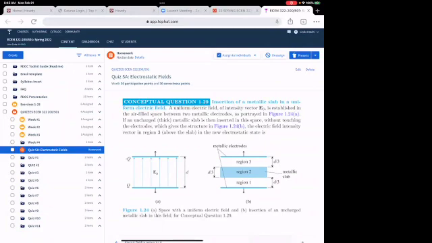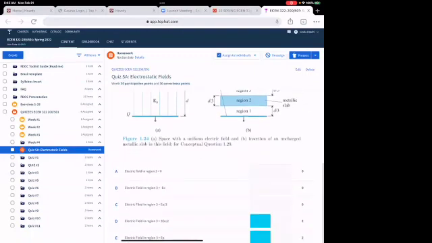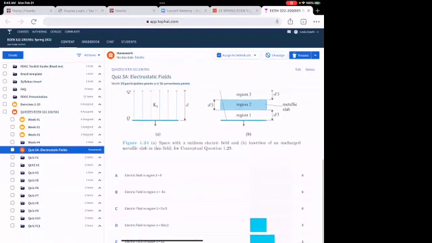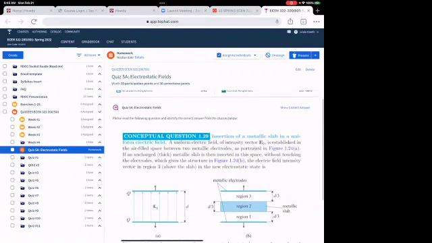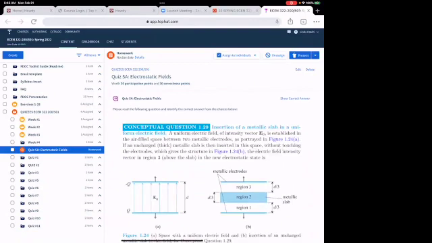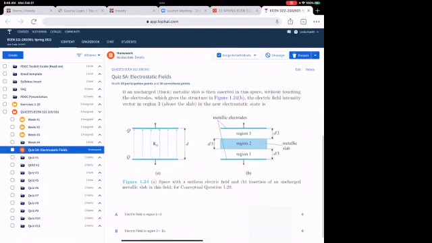Now we have this capacitor and then we put a metal in there. Just a metal, floating, not connected to any ground or anything. Then it asks you to find which of the statements is correct. For example, electric field in region 3 is 0. Electric field in region 3 is minus C naught, whatever, and it goes down.